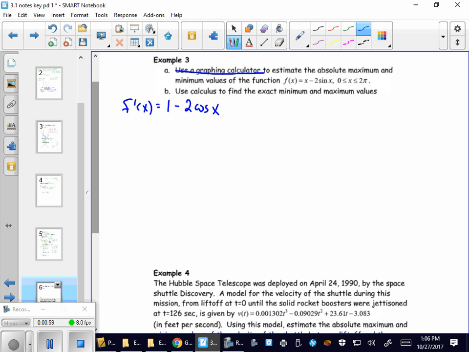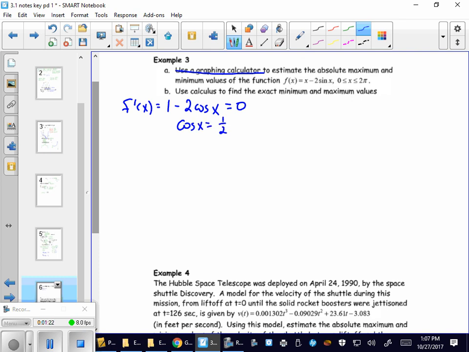1 minus 2 cosine of x is never undefined. It's two functions which are continuous everywhere. So all we can do is set this equal to 0 and find where this thing is going to have a slope of 0. So if you subtract 1 and then divide by negative 2 on both sides, you would get that cosine x equals a half.